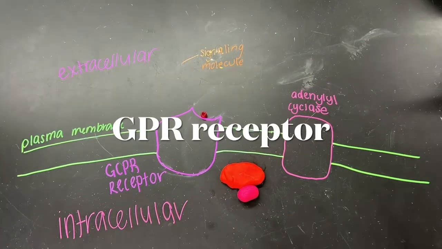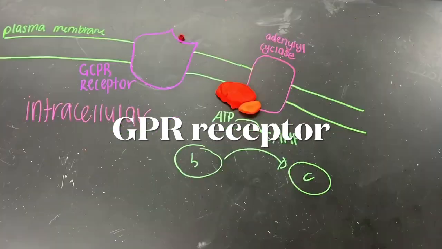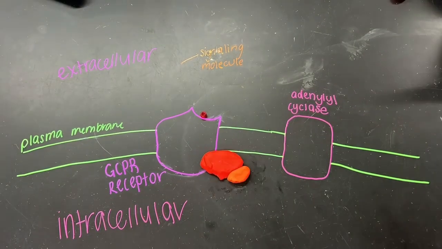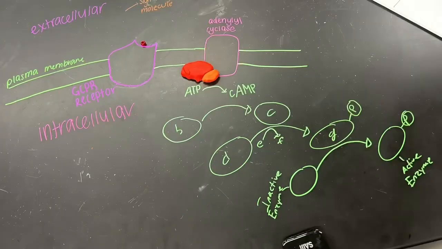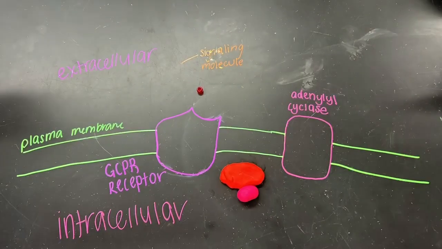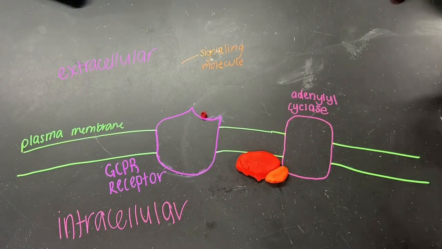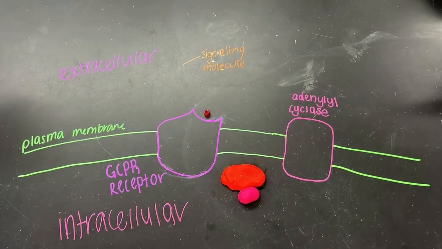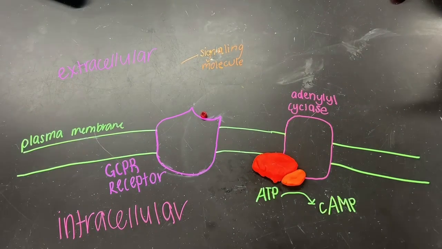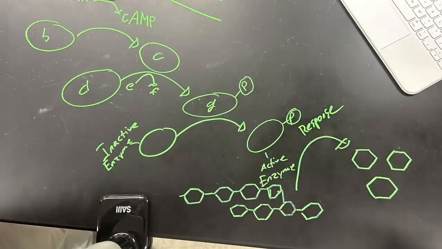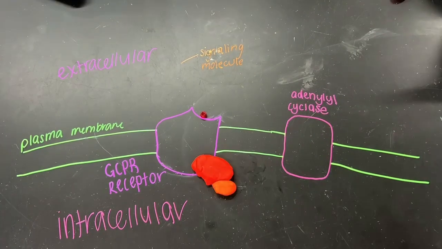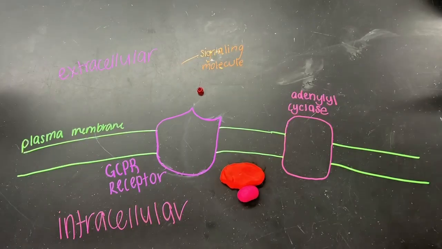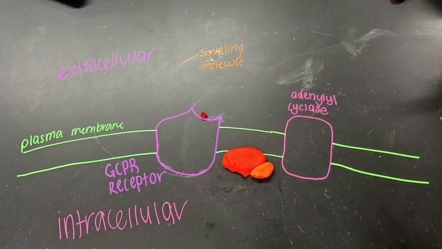This is a G-protein coupled receptor transduction pathway, specifically an epinephrine transduction pathway. It begins when epinephrine binds with an epinephrine receptor and initiates a conformational change in the receptor, which allows a G-protein inside the cell to bind with the intracellular portion of the epinephrine receptor after the conformational change. This allows the G protein to drop a GDP molecule and pick up a GTP molecule.